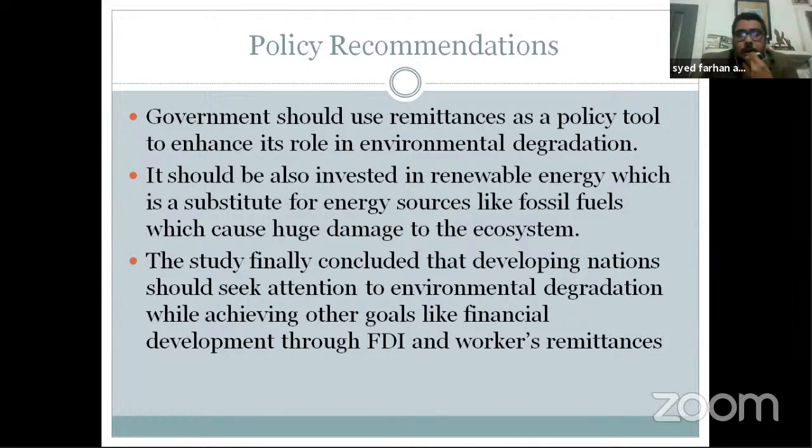Like the majority of people who are living abroad, I can see here their families are using many cars and other things. So I would like that these remittances should be used in a proper and formal way. The government should also use it as a substitute for energy sources like fossil fuels, and prevent damage and other negative impacts on the ecosystem.